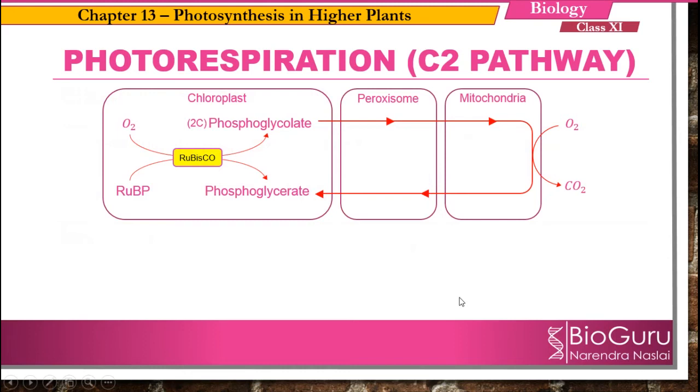Now in this diagram, let us understand the C2 pathway. To begin with, if you remember the Calvin cycle, where RuBP is going to combine with carbon dioxide, this is the C2 pathway, photorespiration. If you remember that one, RuBP, ribulose 1,5-bisphosphate, combines with carbon dioxide and gets converted into 3-PGA, 3-phosphoglycerate.